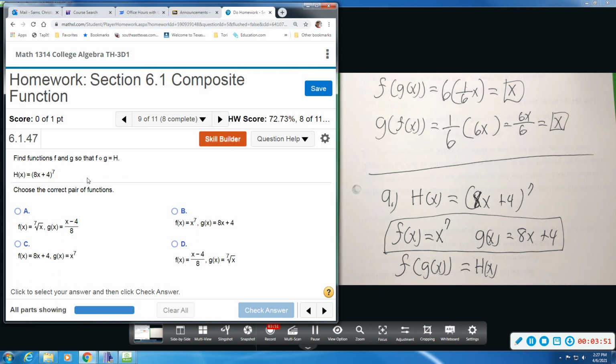So it says choose the correct pair. It does not say if more than one answer are correct, but we can check. This one, if we take this as our outer function, and then we plug this inside, that will give us 8x to the 7th plus 4. It's not the same thing. If you look at B, it actually matches what we wrote down. So we're going to go with B, and it doesn't say more than one correct answer, so we're going to go with that one.